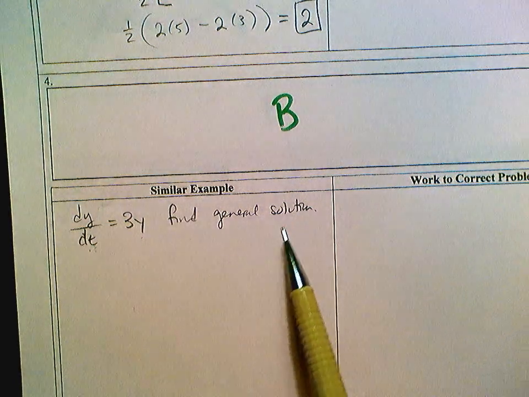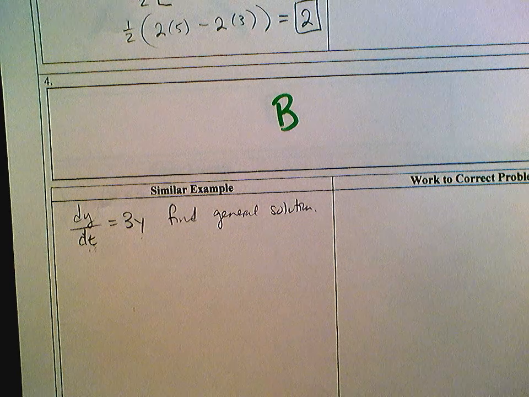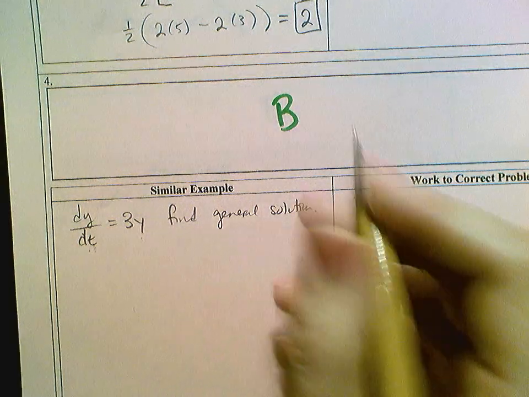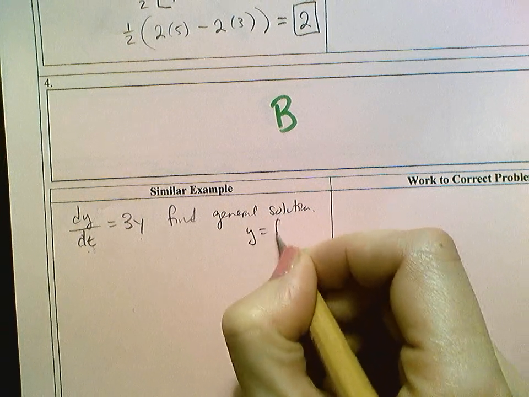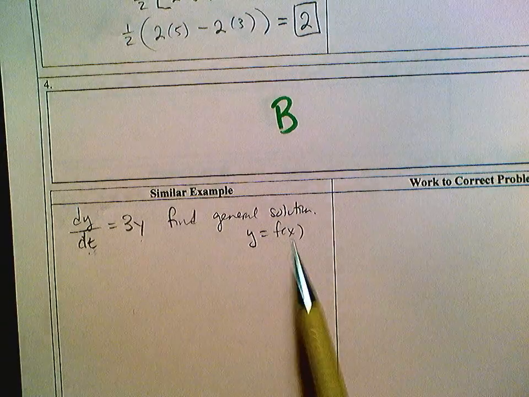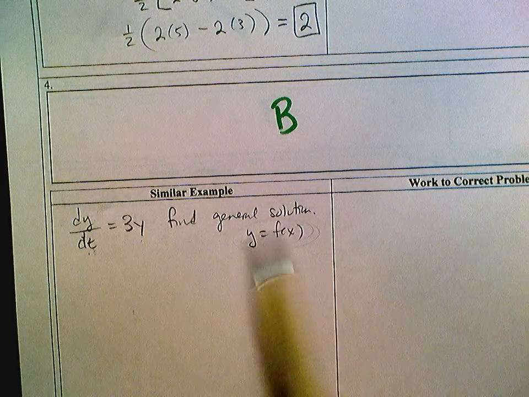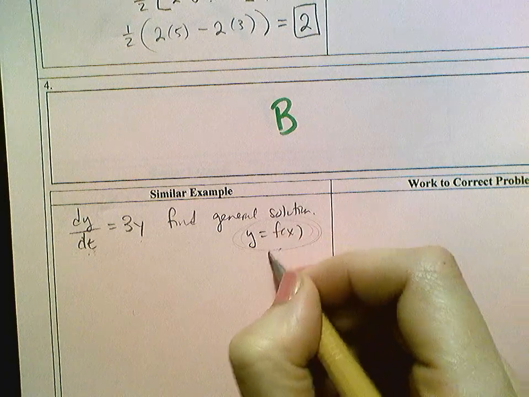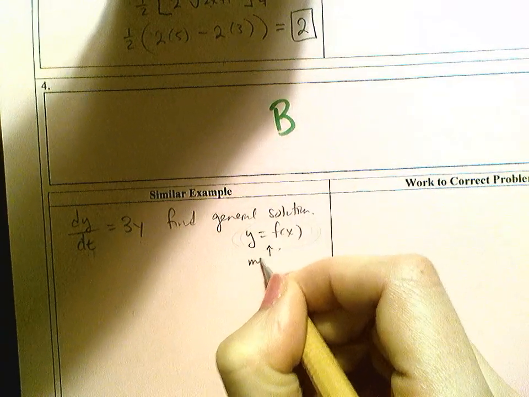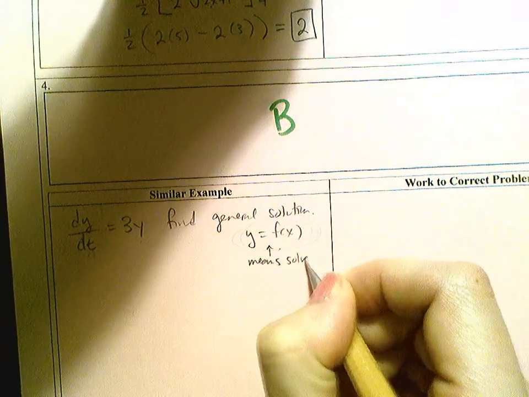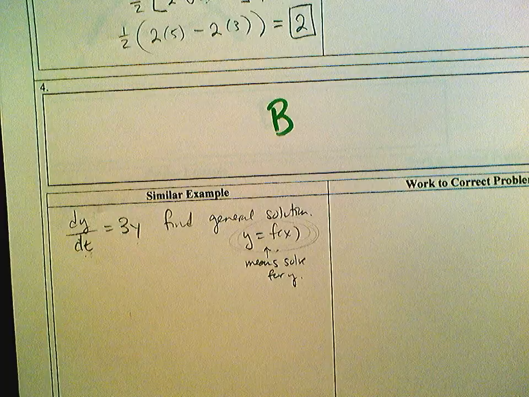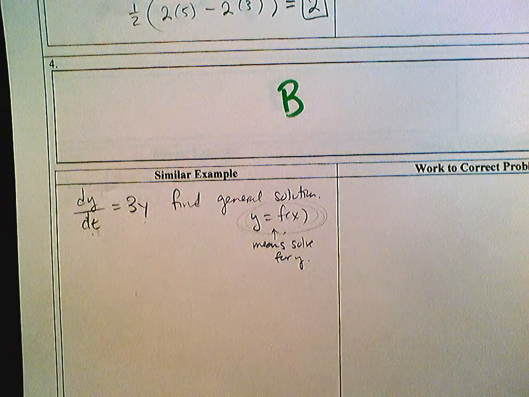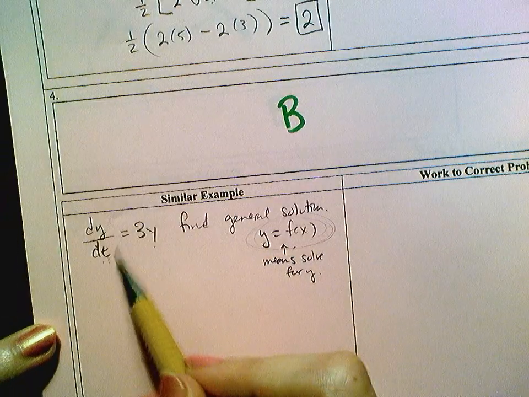And we're going to find the general solution. So the way that you solve a differential equation, all right, so let's say find the general solution, y equals f of x. Guys, when they say find the solution, y equals f of x, they mean to solve for y. And the way that you do this is you separate the variables first.